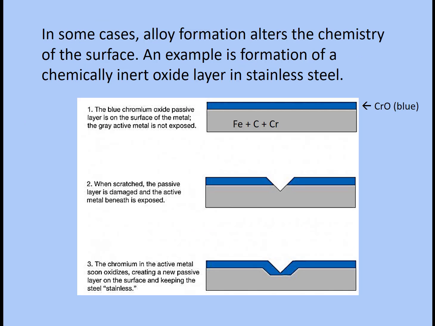In some cases, alloy formation alters the chemistry on the surface, and a good example of this is stainless steel. When you look at stainless steel, you have an alloy of iron and carbon and chromium, and then you have a layer of chromium oxide on the surface. And if it gets dinged or gouged, you actually have a reaction between the chromium that's in the alloy. It will react with the oxygen and it will make a new chromium oxide layer. And so that way it doesn't rust.